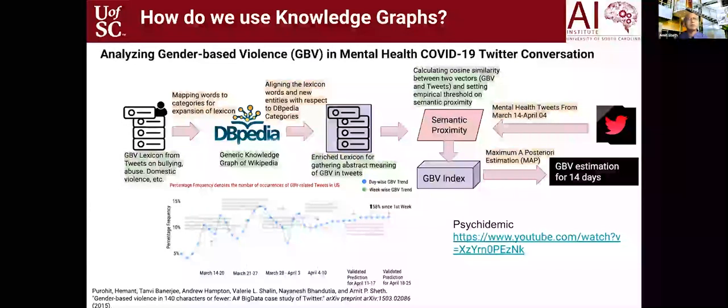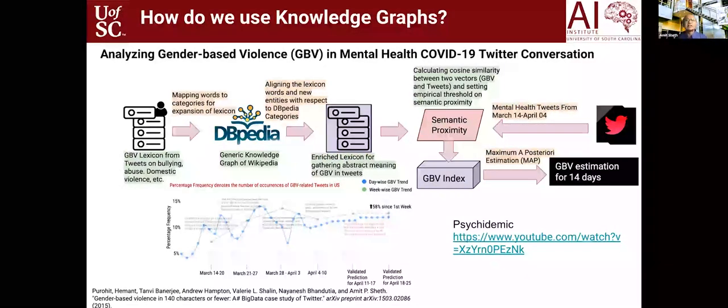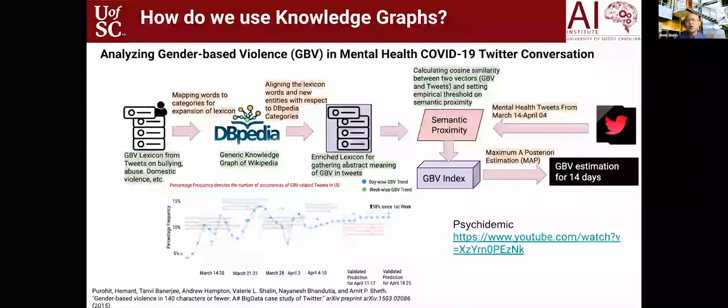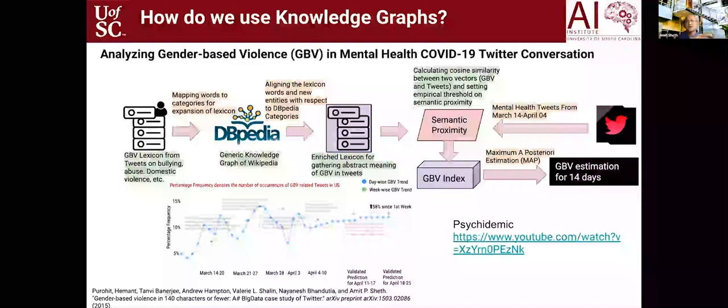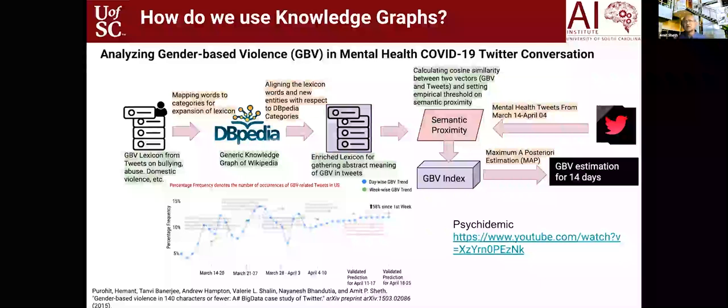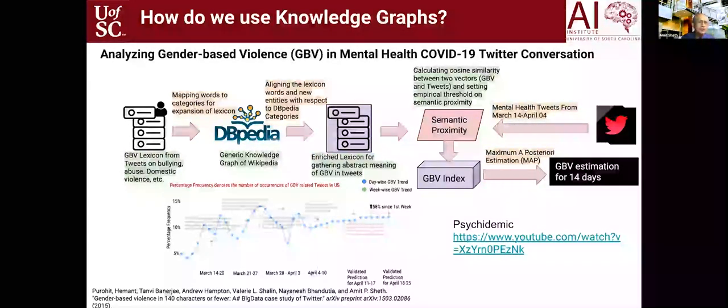Here is an example where we use a representation of knowledge that was extracted from Wikipedia. On the left-hand side, the pipeline shows you the creation of the enriched lexicon to gather abstract meaning for gender-based violence. On the right-hand side, you can see an application of that. Recently, we analyzed 800 million tweets to understand mental health, addiction, and gender-based violence. The understanding of knowledge on the left-hand side was used in understanding the tweets on the right-hand side, and then later we developed a gender-based violence estimation, which is shown at the bottom of the graph. And there is a video that you can look at at your leisure that discusses how the knowledge graph was used in analyzing a very large corpus of Twitter data or news corpus to get a deep understanding, in this case about COVID-19 related content.